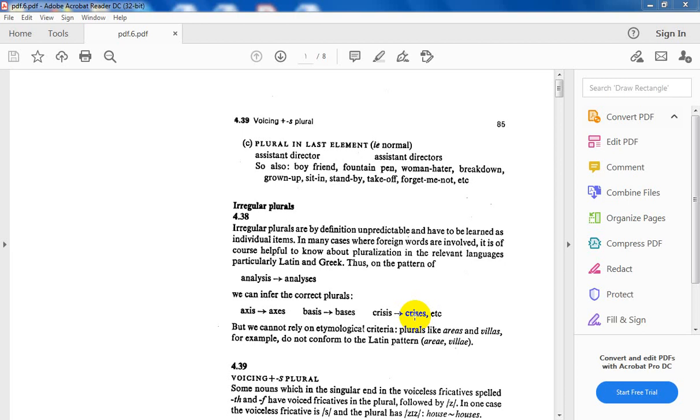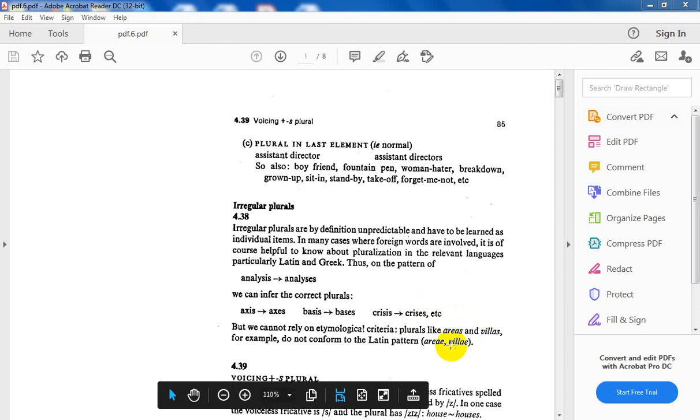But we cannot rely on etymological criteria, like, for example, areas and villas, which do not conform to the Latin pattern. And again, there are exceptions within pluralization in each language.